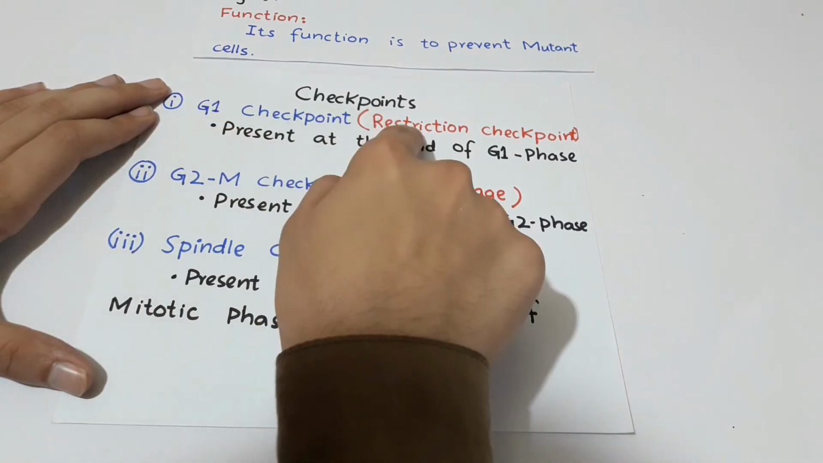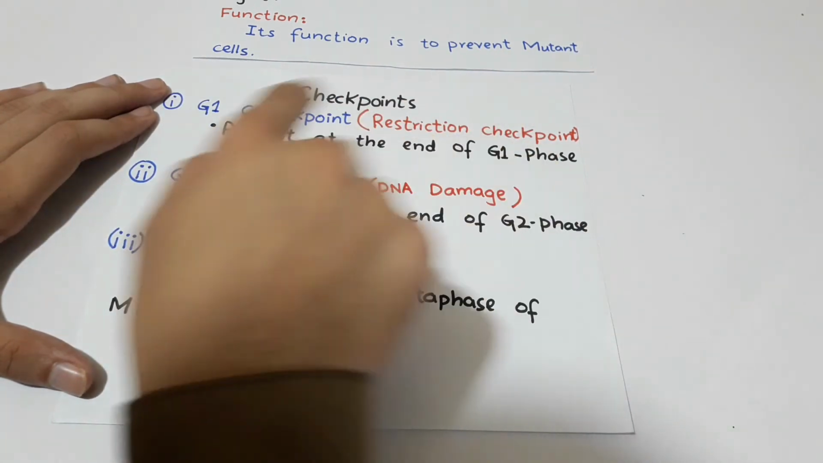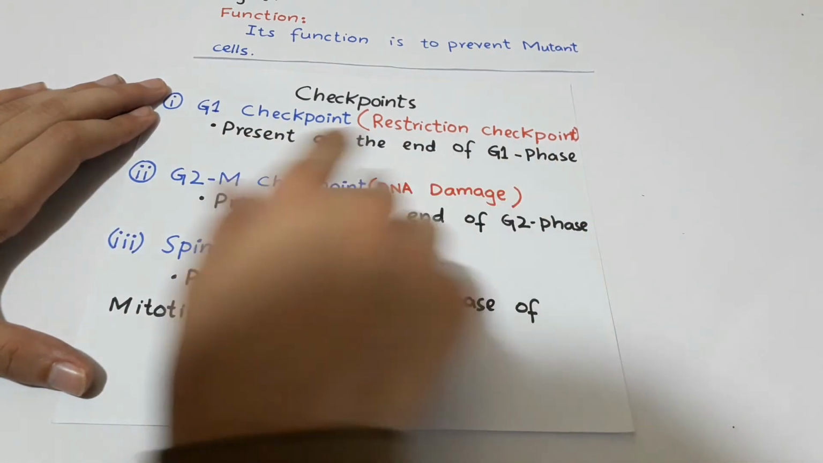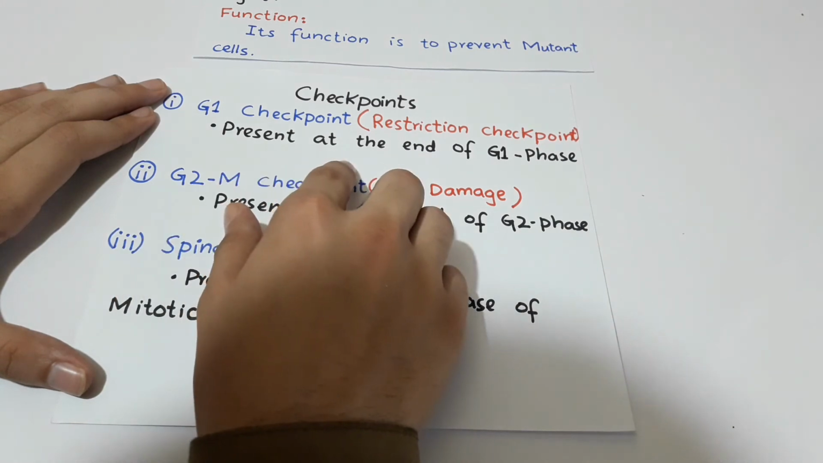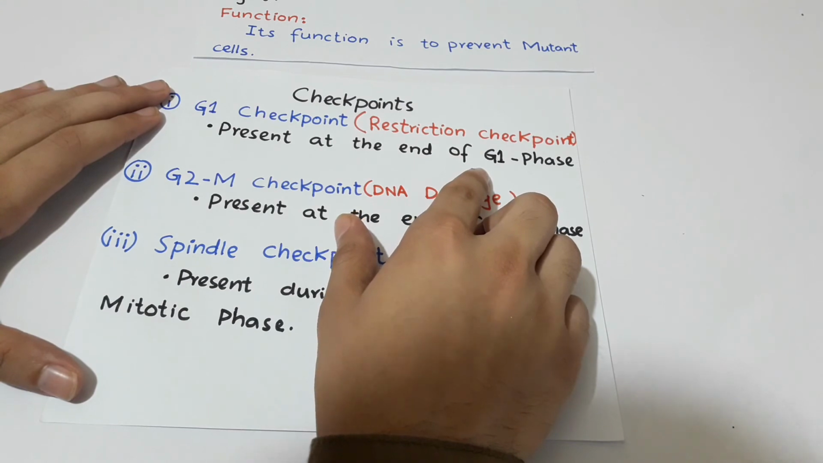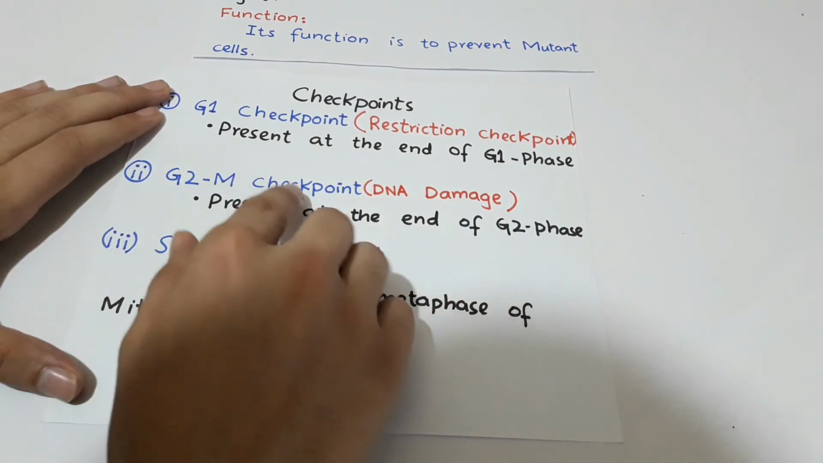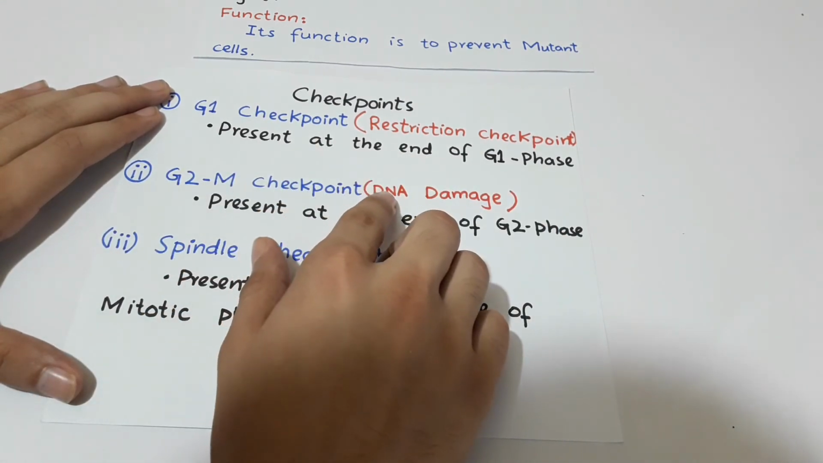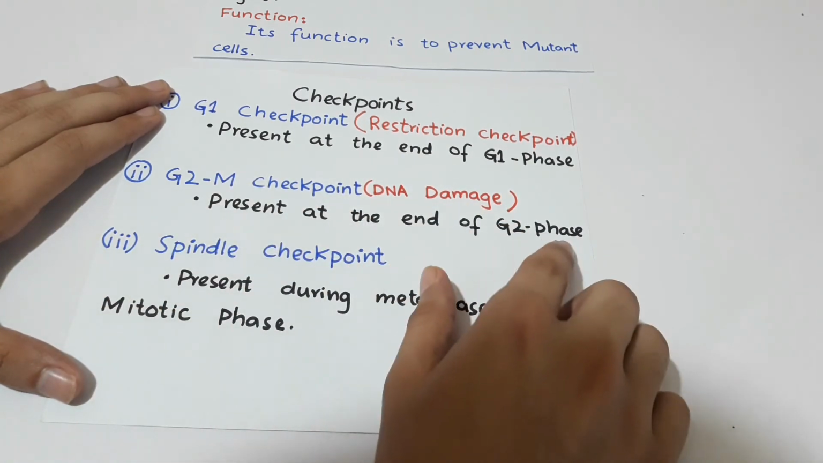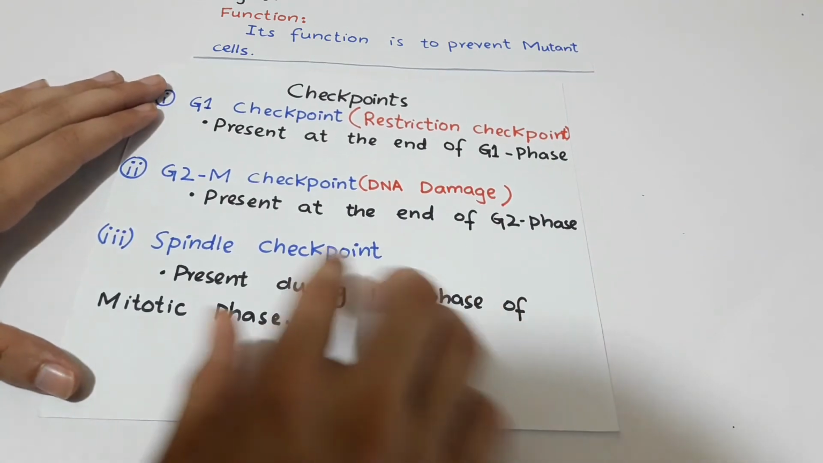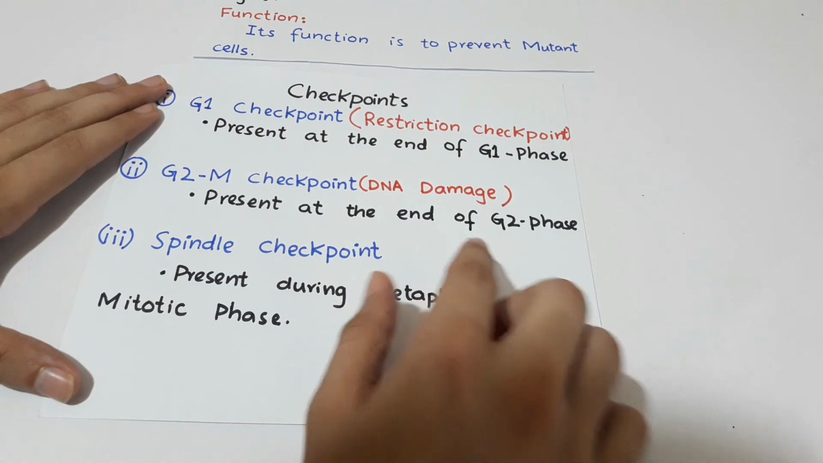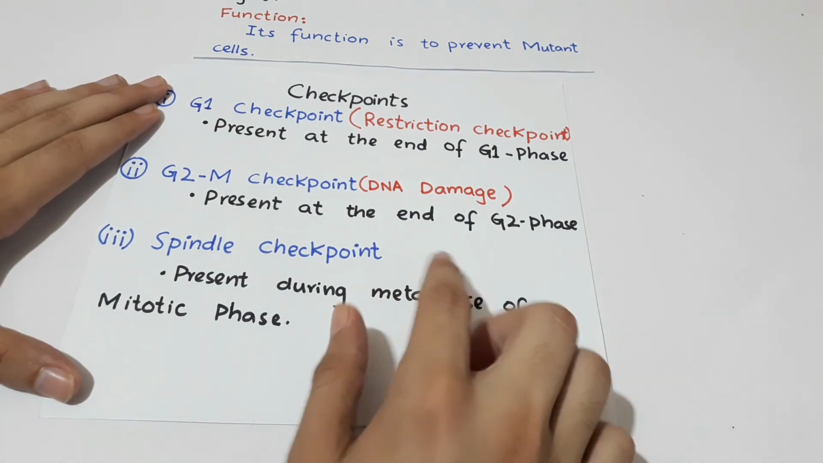G1 checkpoint is also called the restriction checkpoint. It is present at the end of the G1 phase, and its function is to check that the cells are ready for DNA and centrosome duplication. G2 M checkpoint is also called the DNA damage checkpoint. It is present at the end of the G2 phase, and its function is to check the DNA and stop the mutant cells until the DNA is repaired.